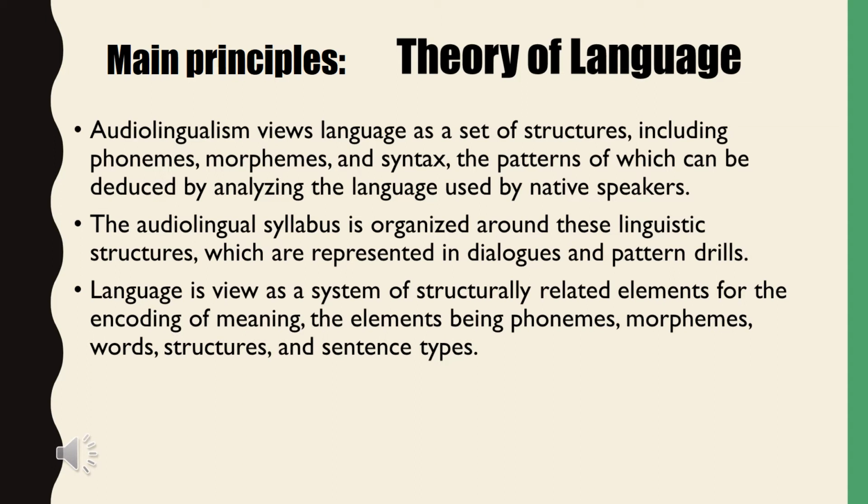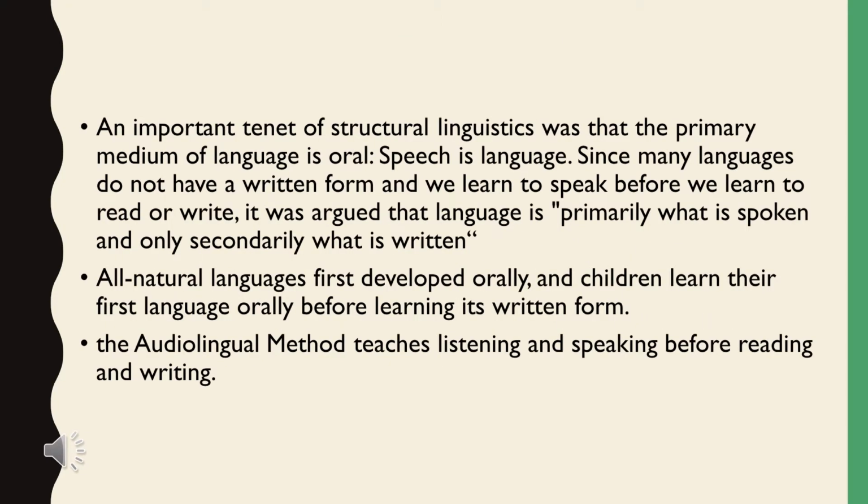Language is viewed as a system of structurally related elements for the encoding of meaning, the elements being phonemes, morphemes, words, structures, and sentence types. An important tenet of structural linguistics was that the primary medium of language is oral. Speech is language. Since many languages do not have a written form and we learn to speak before we learn to read or write, it was argued that language is primarily what is spoken and only secondarily what is written.